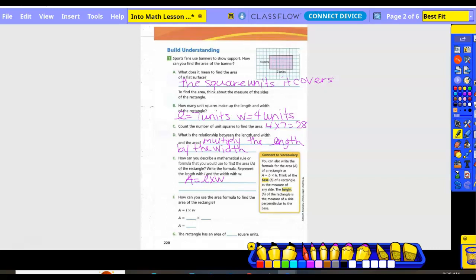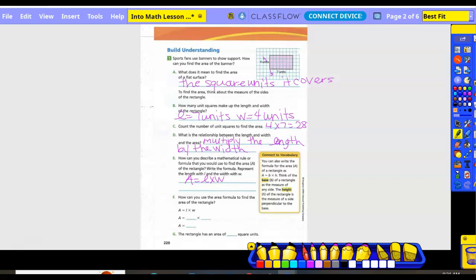Okay, so you can also write the formula for the area A of a rectangle as area equals base times height. Think of the base of the rectangle as the measure of any side, and the height of the rectangle is the measure of the side perpendicular to the base. So right here could be our base, right? And right here could be our height. Okay.